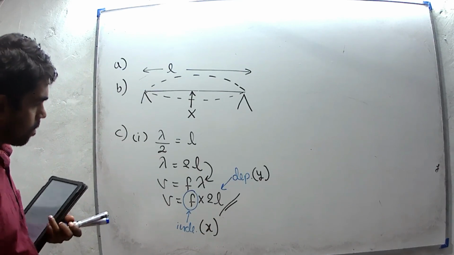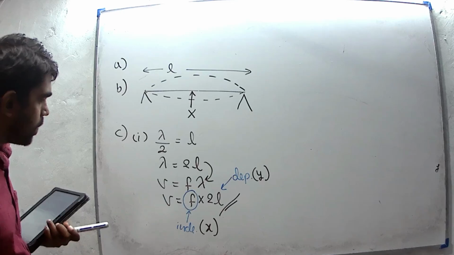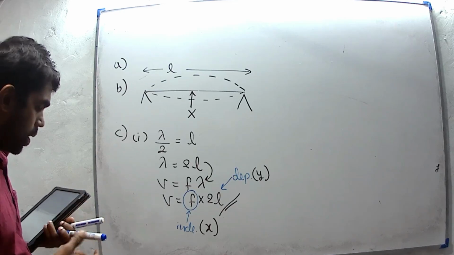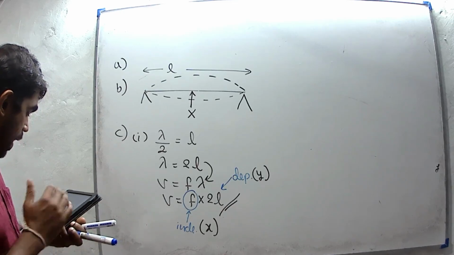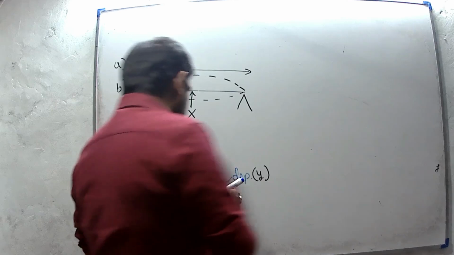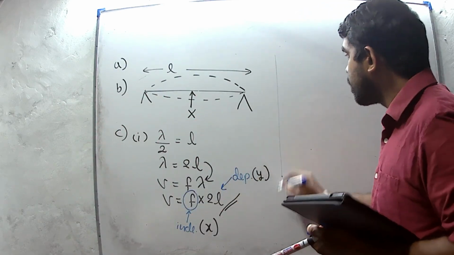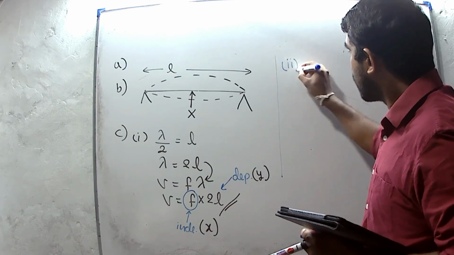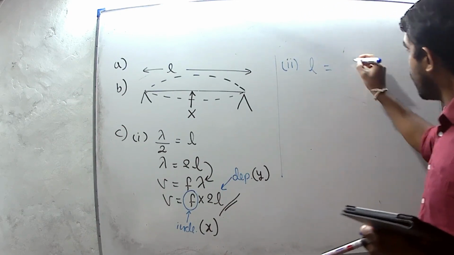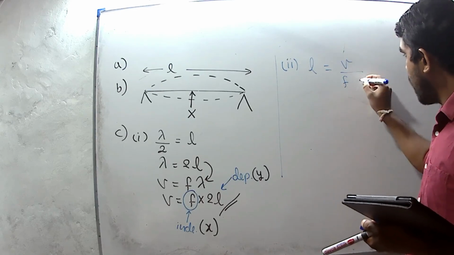Then we make L the subject. I will try to get the correct dimension even in the question. Then part 2: L equals V divided by 2F.